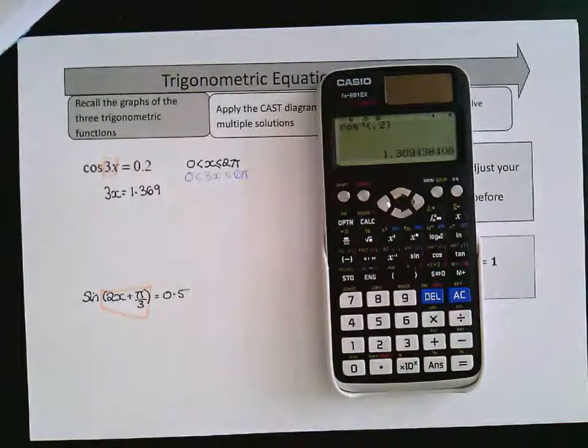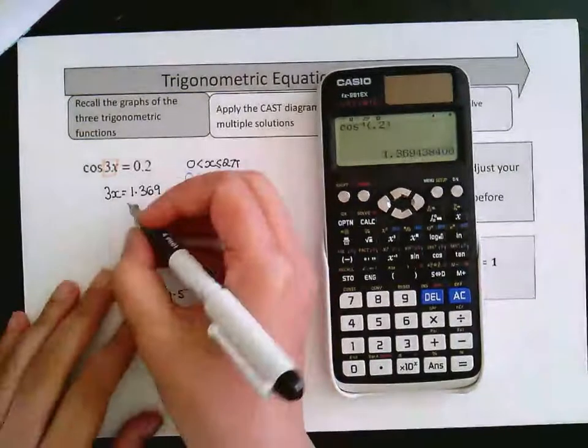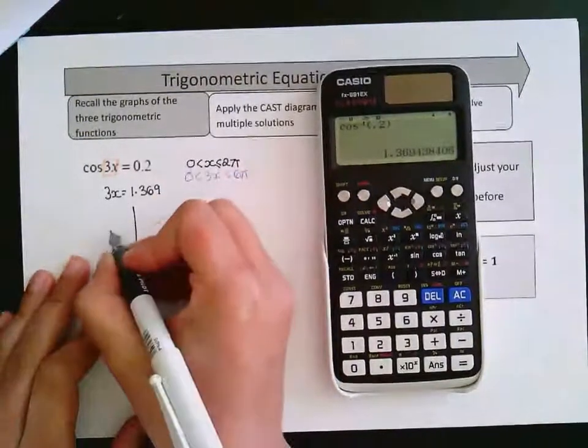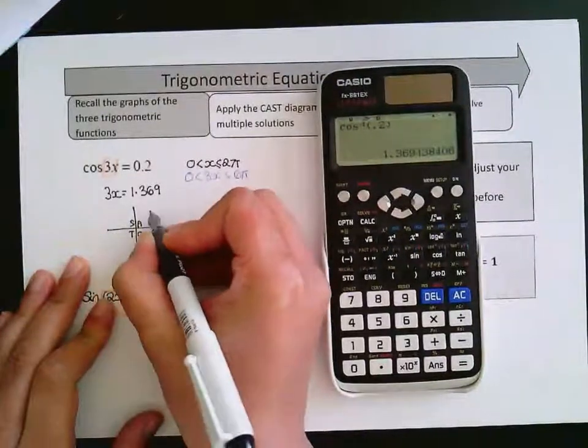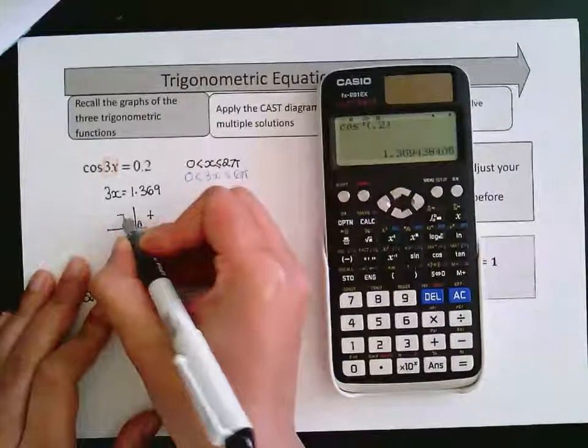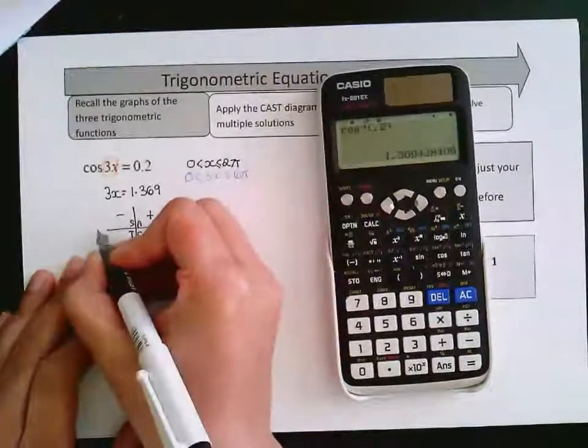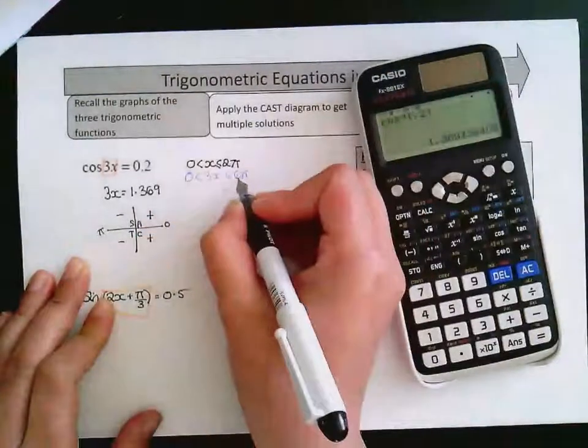What you must do here is resist the temptation to divide by 3. If you do that, you will lose answers. It's at this point we cast. So we're dealing with cos, so our pluses are here and here. And I've got to go up to 6 pi.